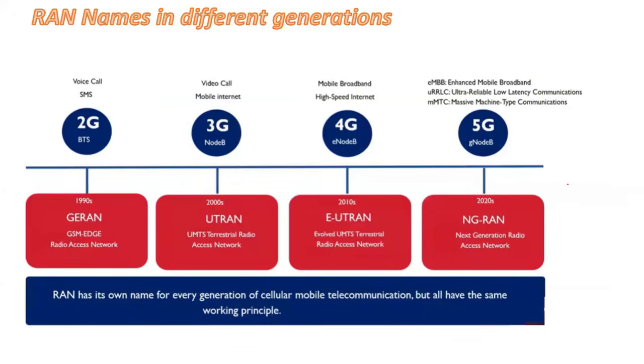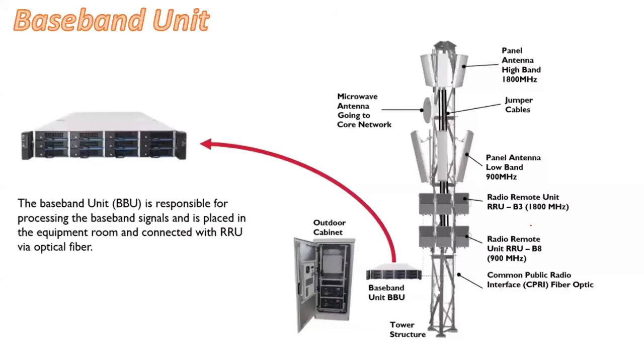And as you know, there are different names of RAN in different generations. 2G is called GERAN, 3G is called UTRAN, 4G is called E-UTRAN, and 5G is called NG-RAN, new generation radio access network, or next generation radio access network. So again, as I said, baseband. Baseband is typically located below the tower in a traditional network. It is responsible for processing the baseband signals, and it is placed in the equipment room. It is connected to the RRU with an optical fiber, right? So in the traditional network, the BBU is in the same premises as the RRU.